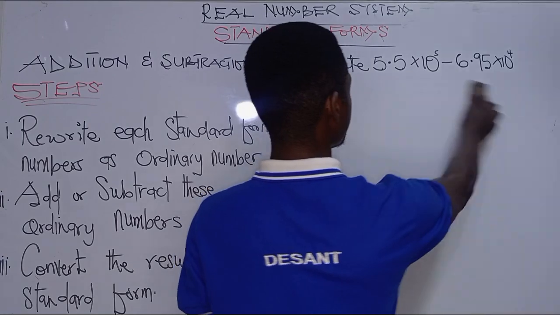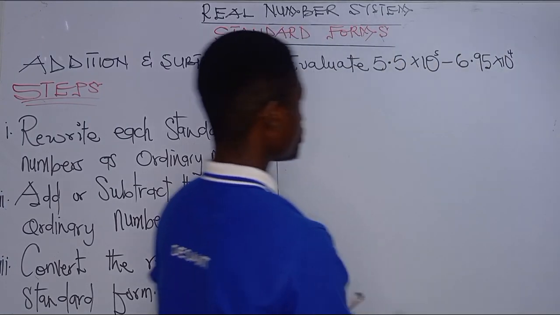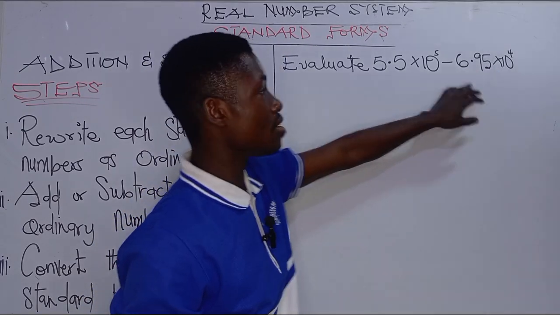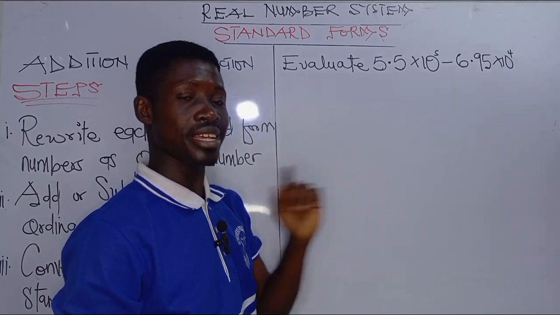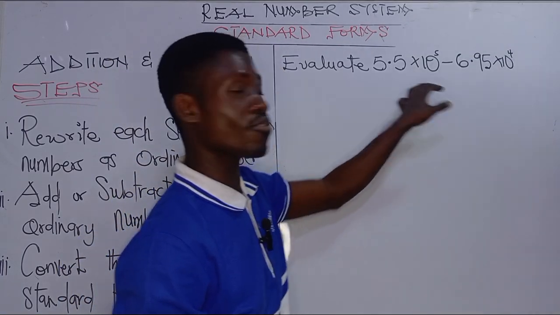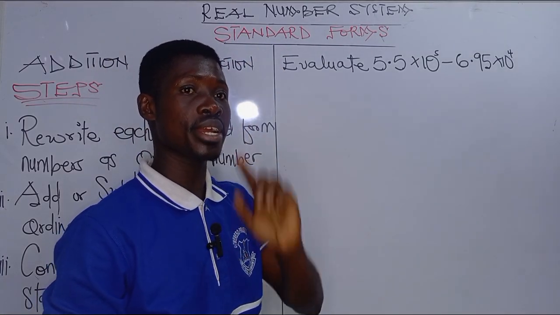So we have our second example. We have to subtract this number from this very number. So the first thing that we are going to do is express each of these standard form numbers as an ordinary number.